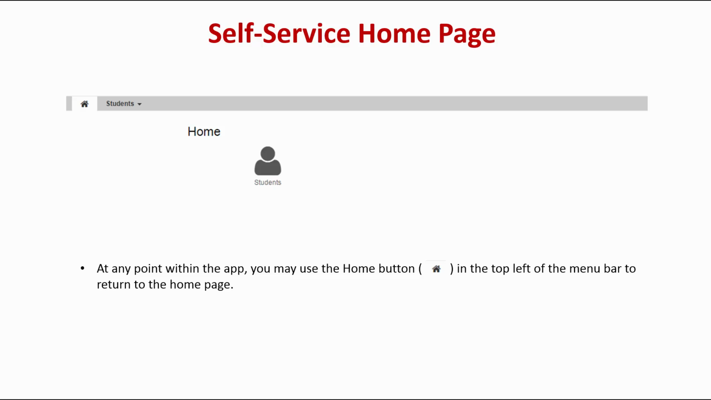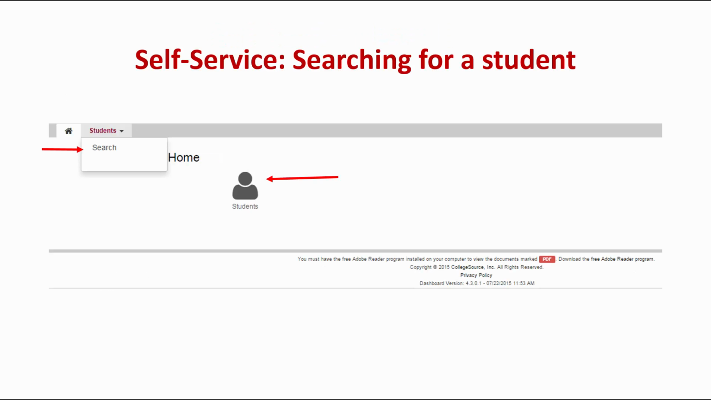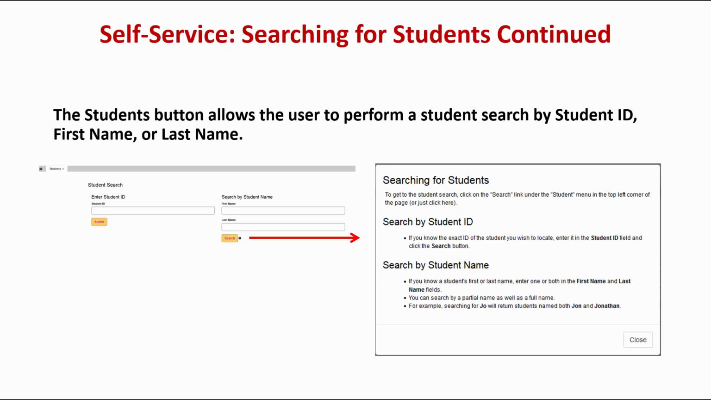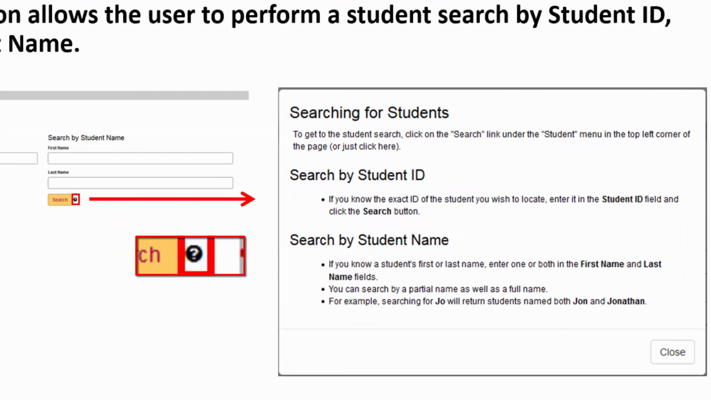When you first access self-service, your home page will have a drop-down box for students and an icon for students. The search for a student can start by either clicking on the drop-down box next to Students and then selecting Search, or you can click on the students icon. The Students button allows the user to perform a student search by student ID, first name or last name. The question icon opens an information box with instructions on how to search for a student.